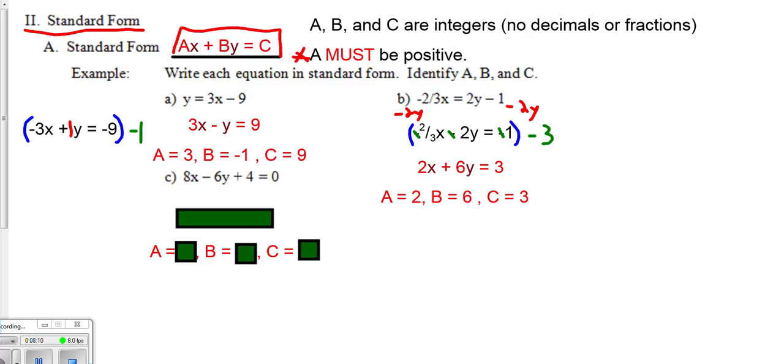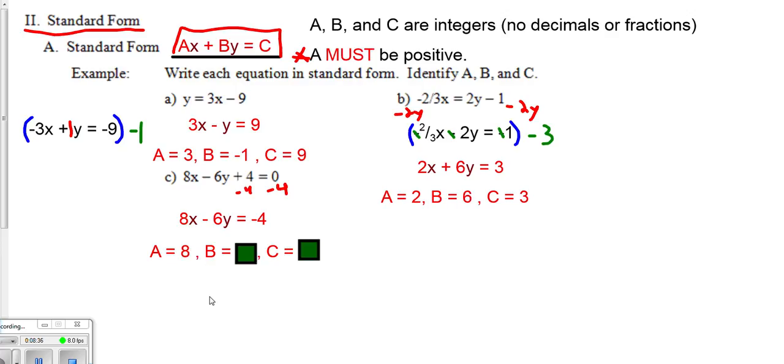This last one should probably be the easiest. They're already all in integer forms. 8, -6, +4, and a 0. But we don't want this extra piece here. We want it to be over here. So we just minus the 4 on both sides of our equation. And then we'll get 8x - 6y = -4.